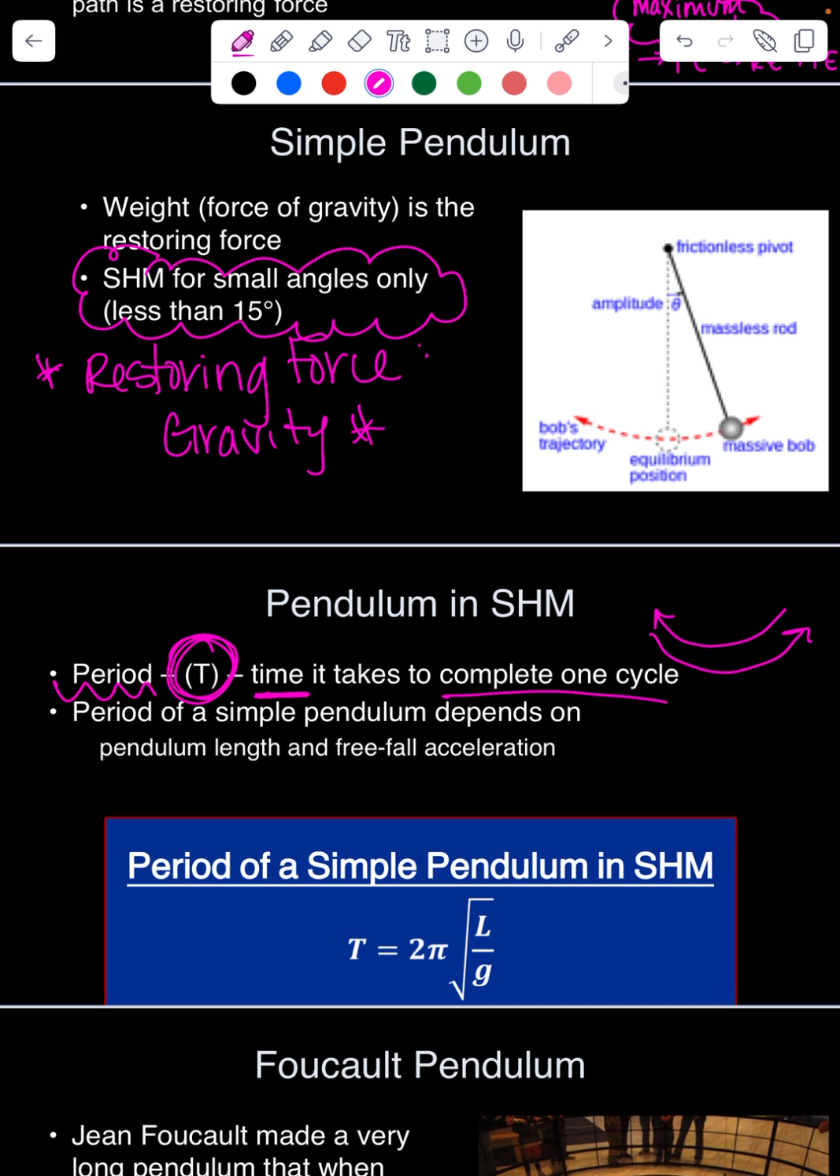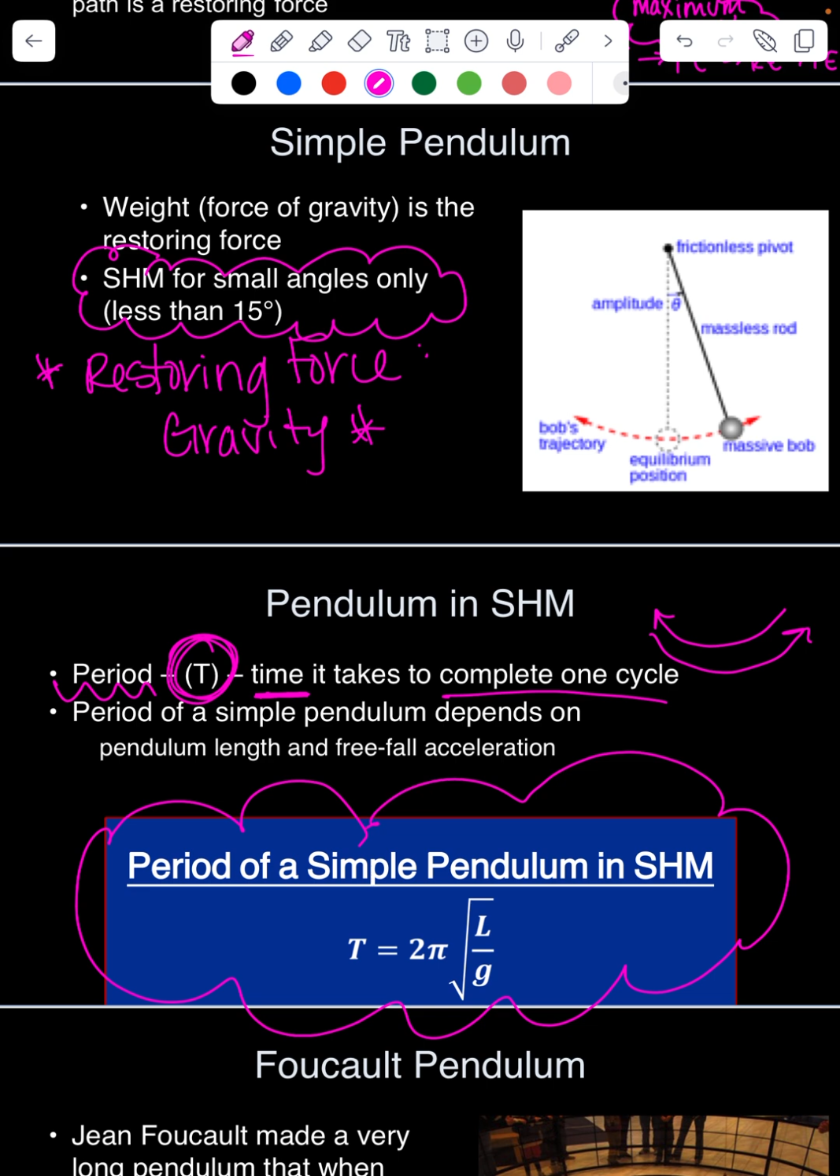So if we are talking about the period of a pendulum, it only depends on two different things, and that's the length of the pendulum and the amount of gravity present. And we can see that in this equation. We see that we have length and acceleration due to gravity. Those are the only two things that it depends on.